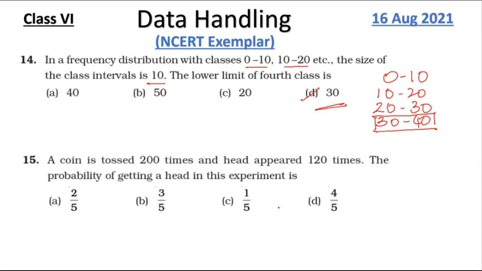Question number 15. A coin is tossed 200 times and head appeared 120 times. The probability of getting head in this experiment is, so the probability is 120 out of 200. One of the zeros gets cancelled. For 3 times, for 5 times, 3 by 5. Option B is the right answer.